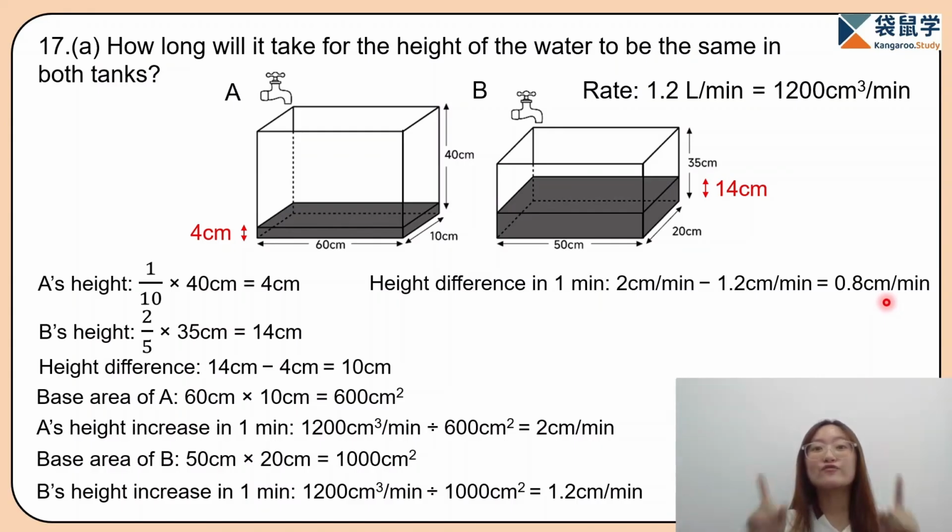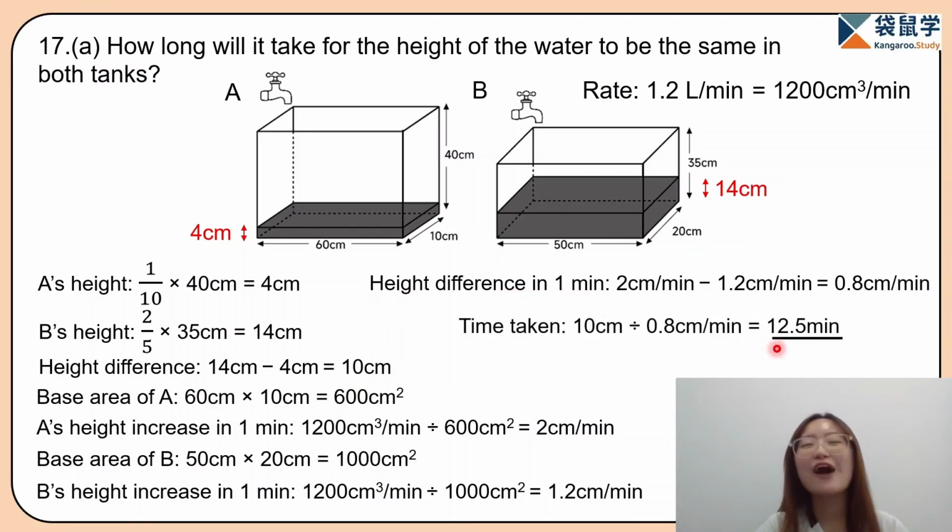And now, to find the time that it will take to reach the same height, we can just take the original difference in height divided by the height difference per unit time. And that will give us 12.5 minutes. And we have our answer for part A. So if everyone has understood, let's move on to part B.